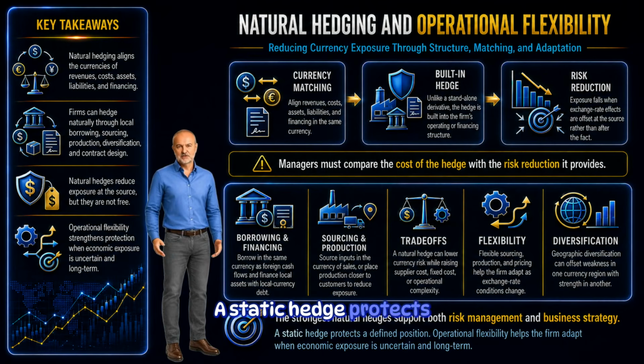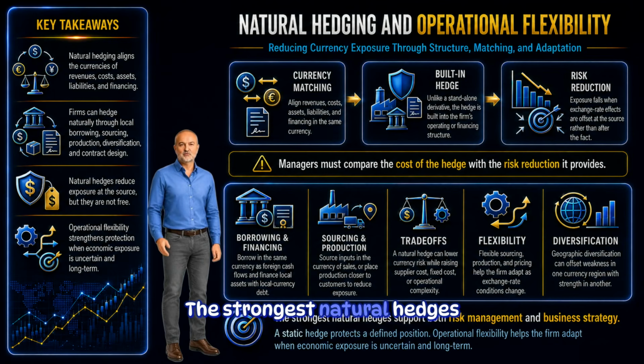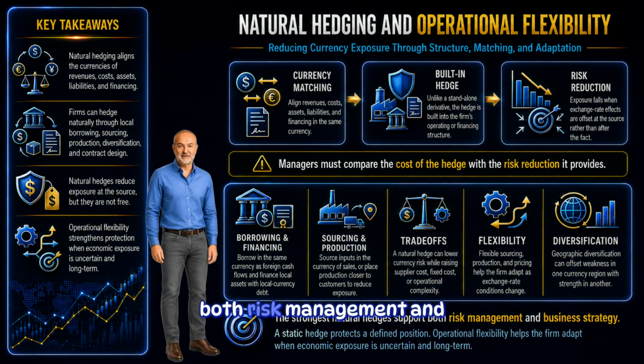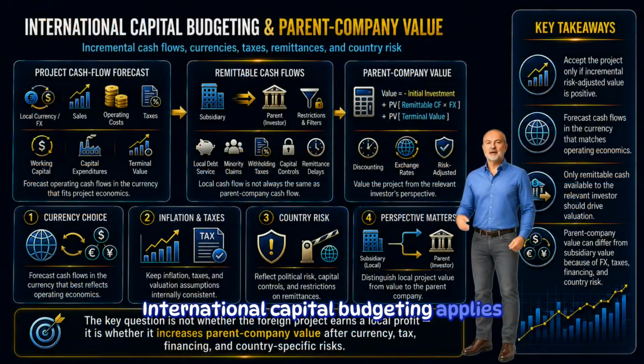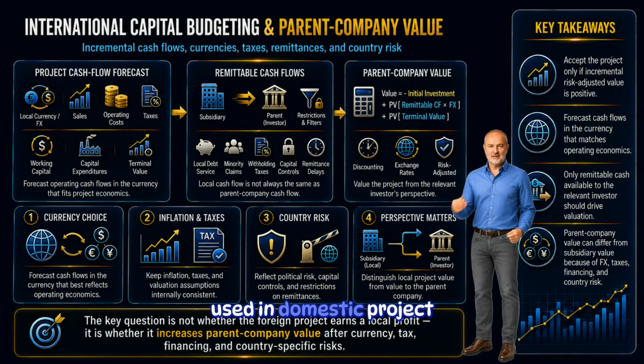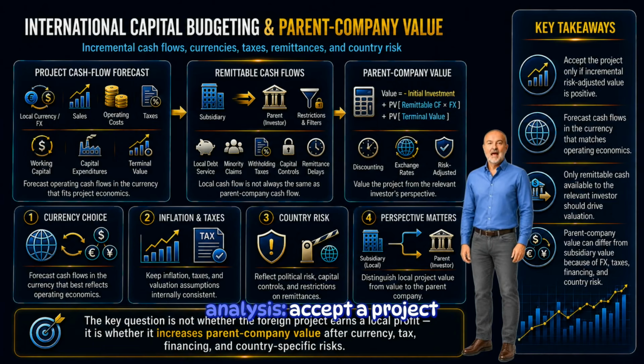A static hedge protects a defined position. Flexibility helps the firm adapt as conditions change. The strongest natural hedges are those that support both risk management and business strategy. International capital budgeting applies the same core principle used in domestic project analysis. Accept a project when its incremental, risk-adjusted cash flows are worth more than the required investment.